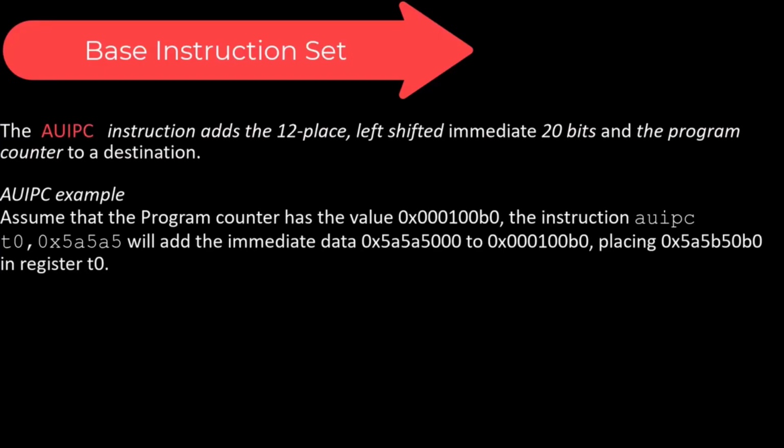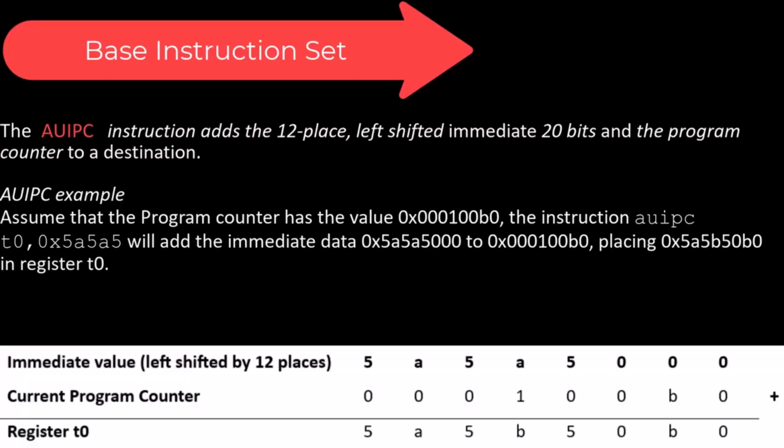AUIPC then will take a 20-bit immediate value, shift this value 12 places to the left and add it to the value held in the program counter. This result is placed in a destination. To take a specific example, assume that the program counter has a current value of hexadecimal 100B0, the instruction AUIPC, T0, hexadecimal 5A5A5 will add hexadecimal 5A5A5000, which is the shifted immediate value, to hexadecimal 100B0. Loading hexadecimal 5A5B50B0 into register T0.